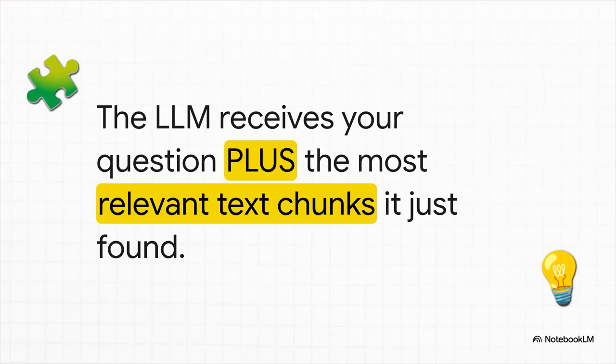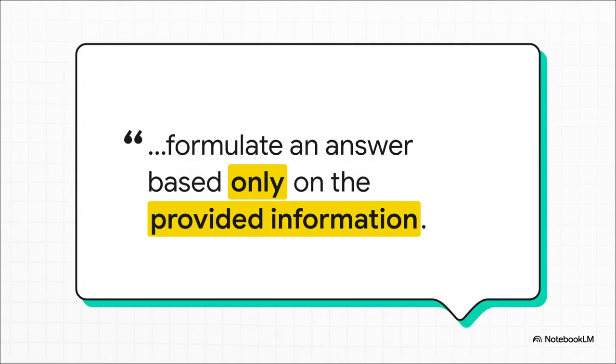So here's what happens. The system doesn't just blindly send your question over to the AI. No way. Instead, it carefully bundles everything together. It takes those relevant text chunks it just found, that's our context, and packages them up with your original question. The whole thing becomes one single powerful prompt. And the most crucial part of that prompt is this instruction right here.